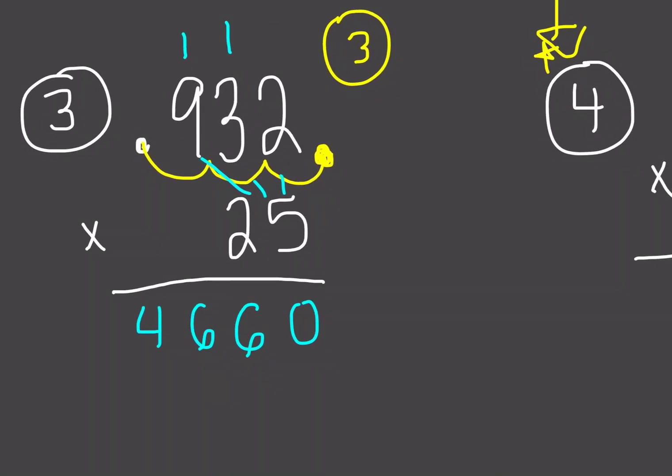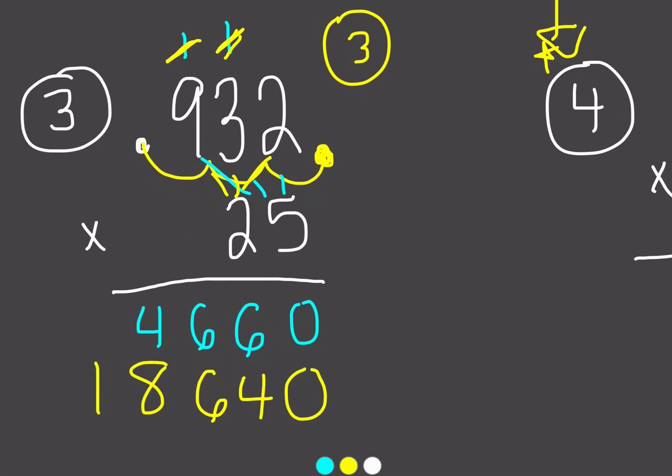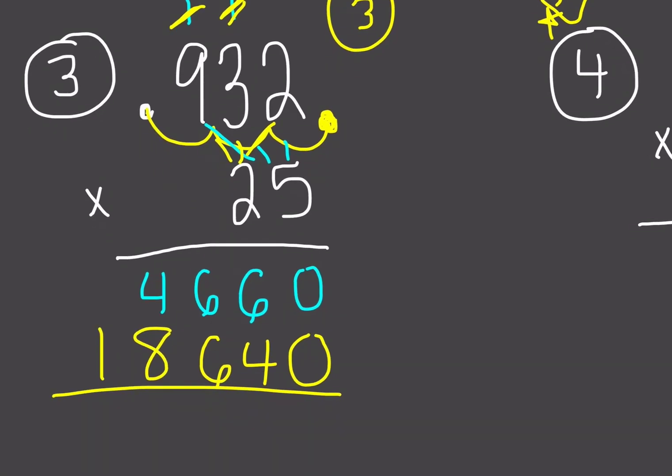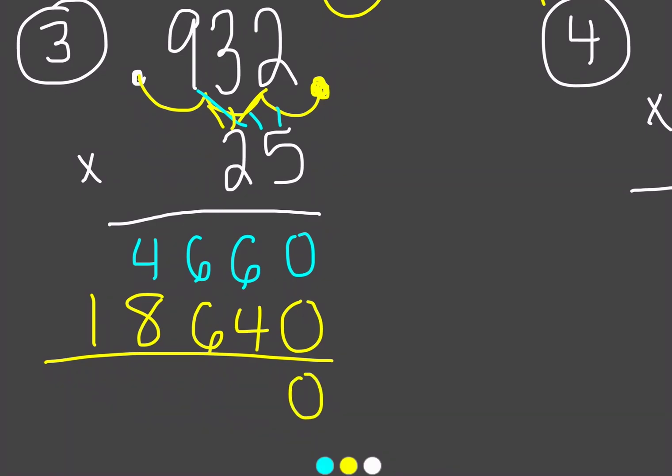I need to skip a line, and I'm going to put a 0. Before I go any farther, I'm going to cross out the stuff I used in the last one because I don't need it anymore. Now I multiply. 2 times 2 is 4. 2 times 3 is 6. 2 times 9 is 18. If I add up those numbers, I get 0. I get 10. 1 plus 6 plus 6 is 13. Carry the 1. 1 plus 4 plus 8 is 13. Carry the 1. 1 plus 1 is 2.